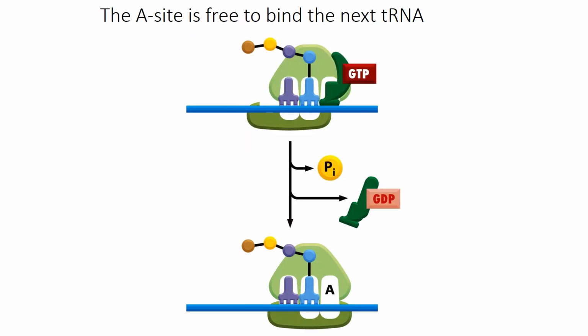After the GTP hydrolysis, this elongation factor will release from the A site, so free the A site for the next tRNA to come in. And now we have placed the blue tRNA into the P site to wait for the next peptide bond formation.